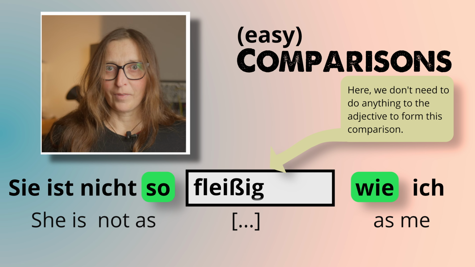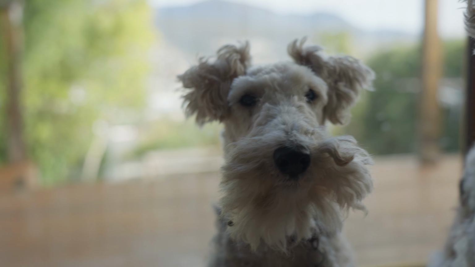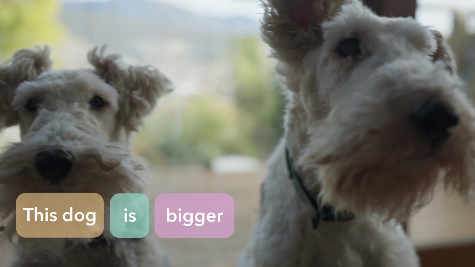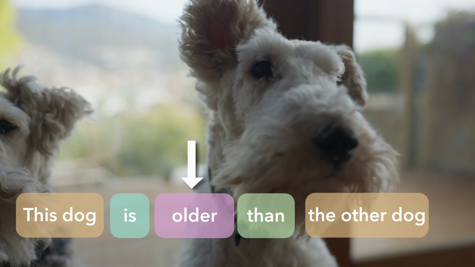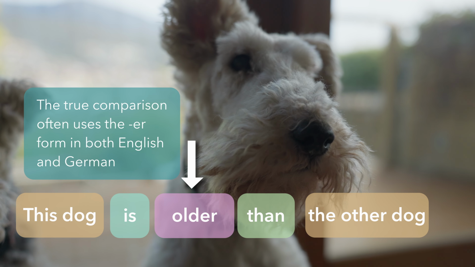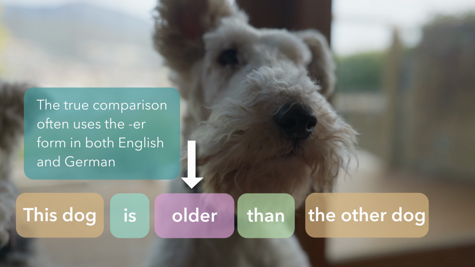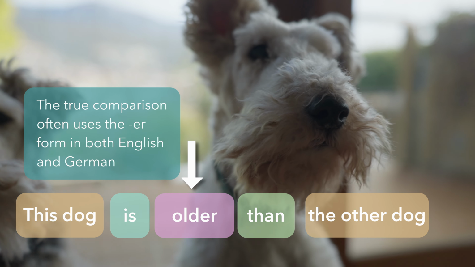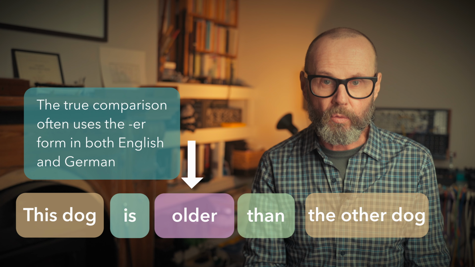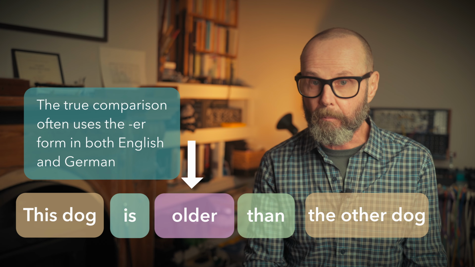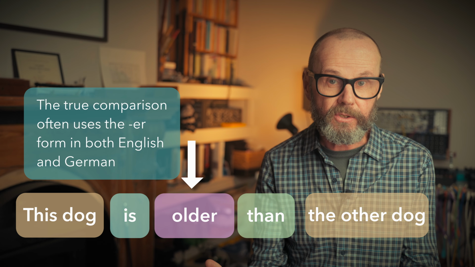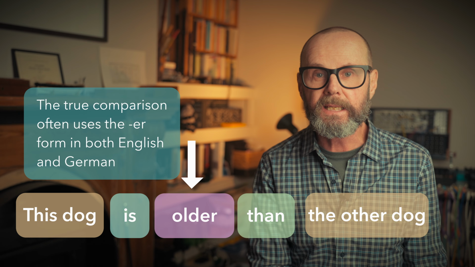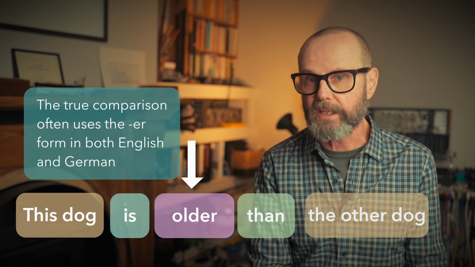But of course, we can turn it around the other way. If we're thinking about the dogs, we can say that one dog is bigger or older than the other. And this is where, of course, we need to use the true comparison. And as you'll see here, this is also pretty easy. Most of the time, all we need to do is to add an ER onto the end of the adjective.